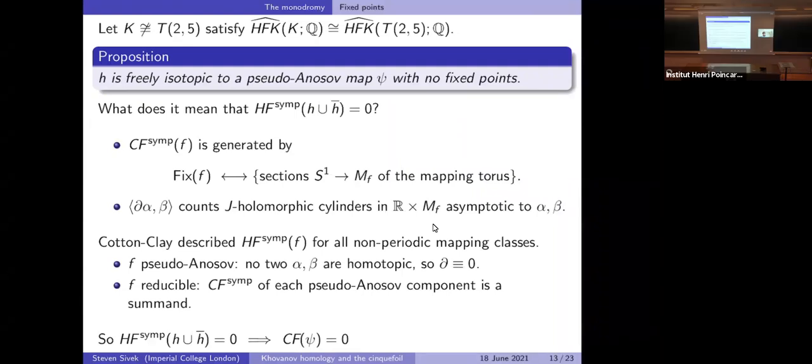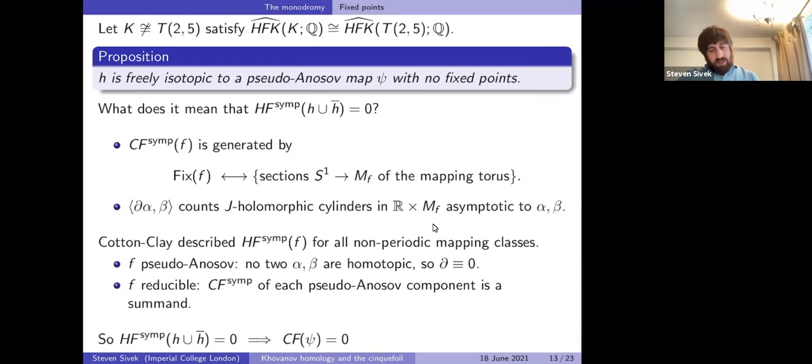Yeah. All right, great. So we've shown that the monodromy of this knot, that again had the same knot Floer homology as T(2,5), well, its symplectic Floer chain complex is 0. That means it has no fixed points. And so once we know this, we've sort of taken this detour from Khovanov homology through a couple different types of Floer homology, and that's told us something non-trivial about the dynamics of the monodromy of this knot.